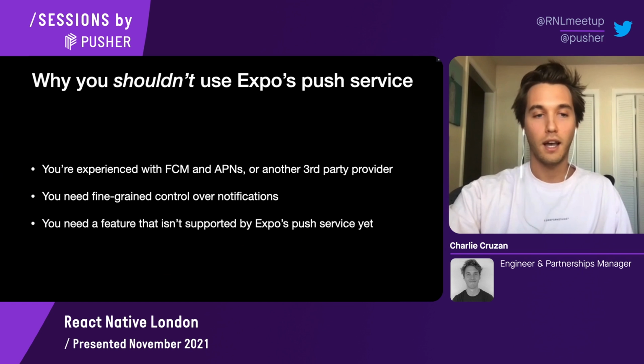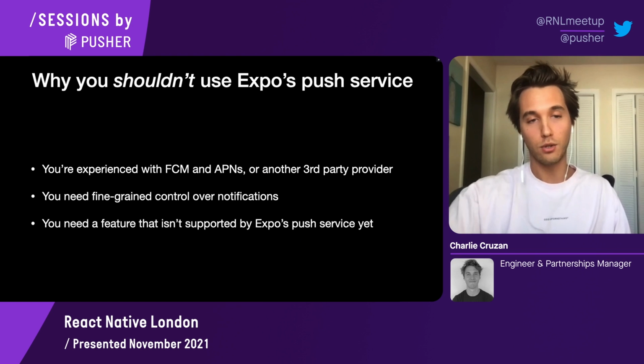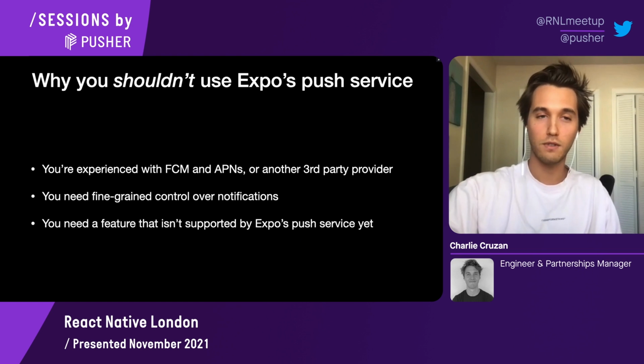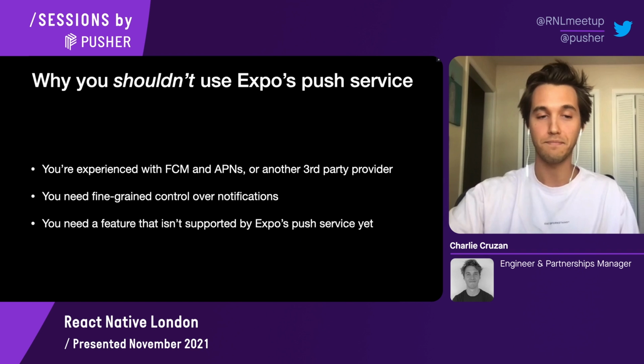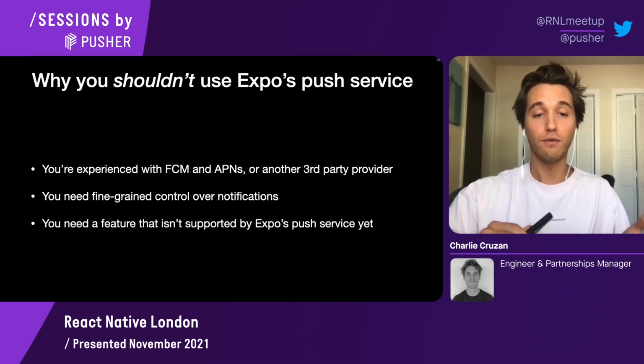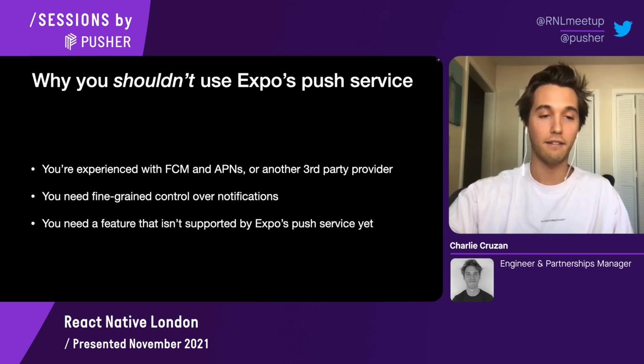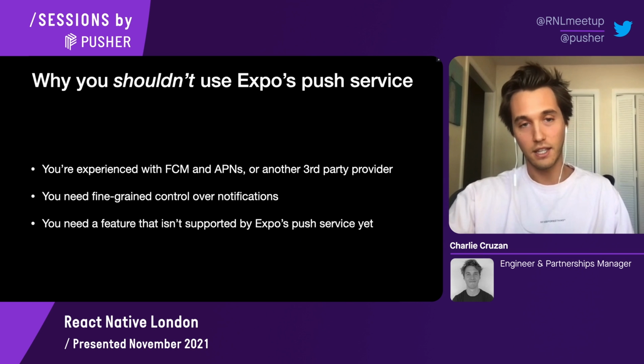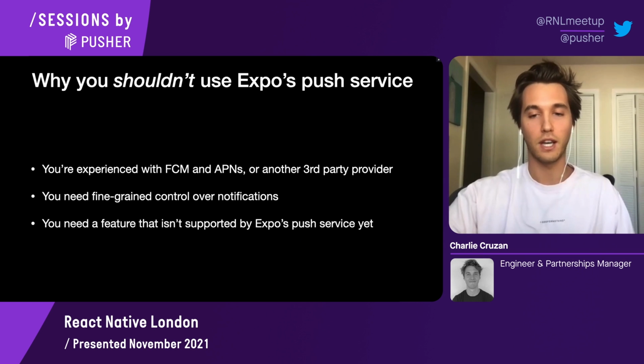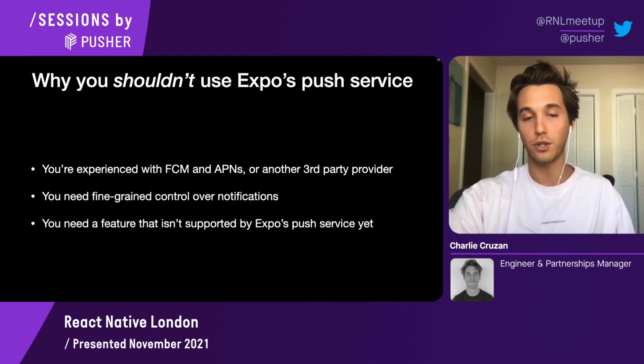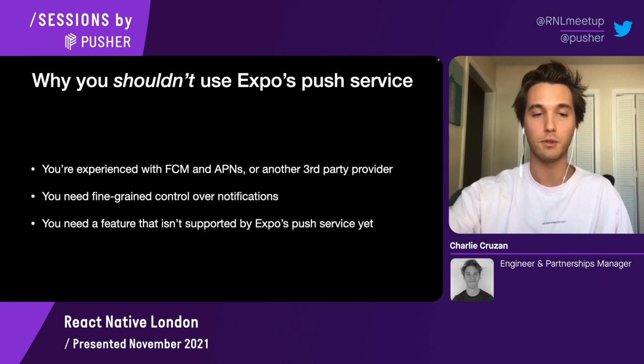On the flip side, I also wanted to do a bit of an anti-pitch for Expo's push service, so why you shouldn't use it. For instance, if you've already got experience working with APNS and FCM directly or some other push service and it's not broken, use that. Why change? Otherwise, if you have a need for a feature that's not available from Expo yet, then obviously in that case, you should also use APNS or FCM. But let us know what that feature is because we're always adding things to Expo's push service, so we'd love to support it soon.